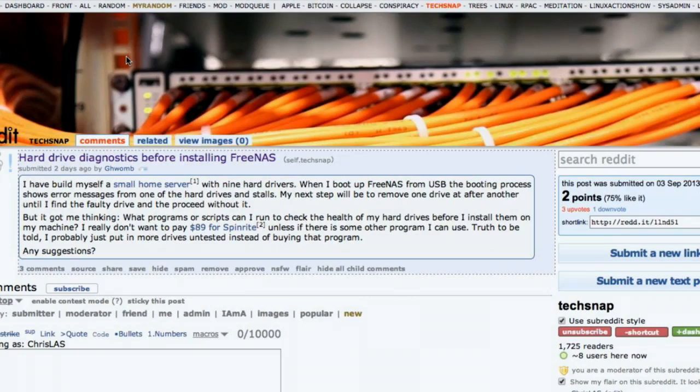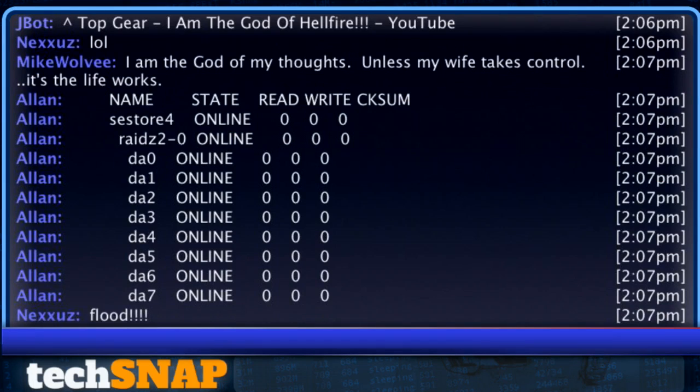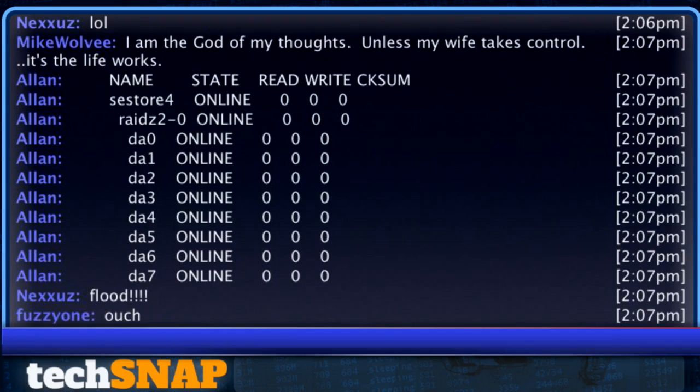Whoa, look at that. What did you just put in there? I just pasted the output, and you see that I have 0 read, 0 write, and 0 checksum errors on each of my disks. So that's how you go. Somebody kick that guy. No, I'm kidding.